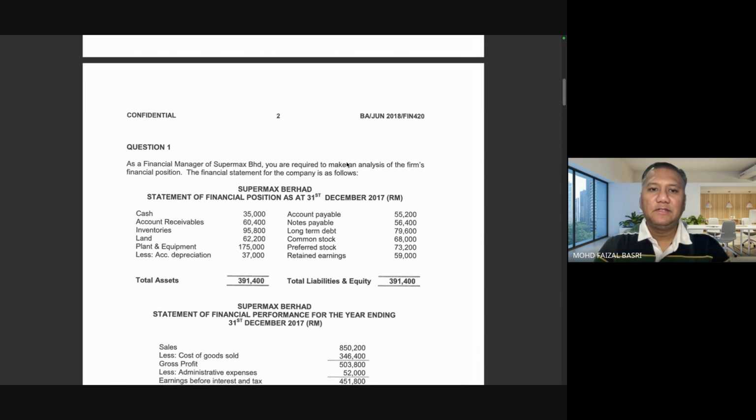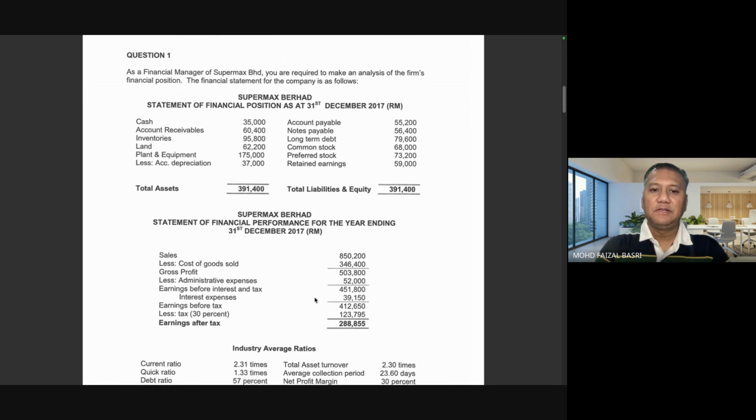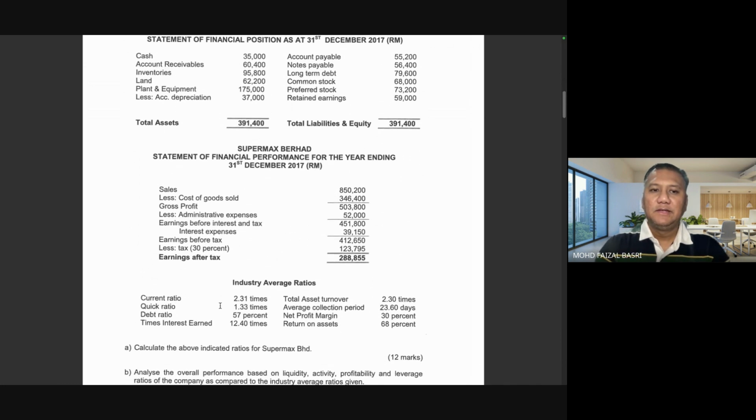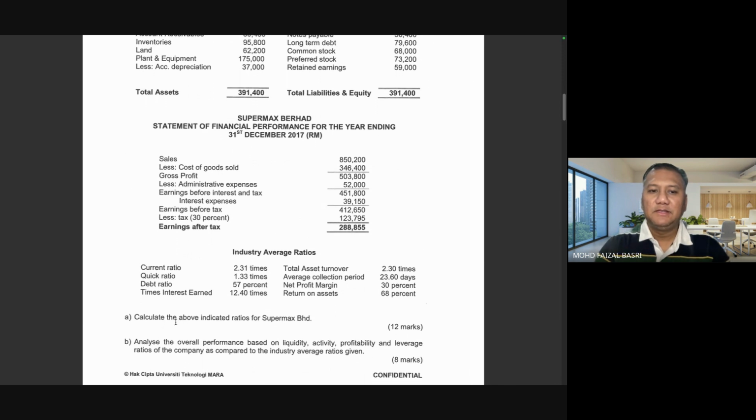So this is how the question looks like. It will give you the statements. It will give you the balance sheet like this, and then the income statement, the full income statement, and on top of that, they give you some ratios. In this there are 8 ratios and some set of instructions.